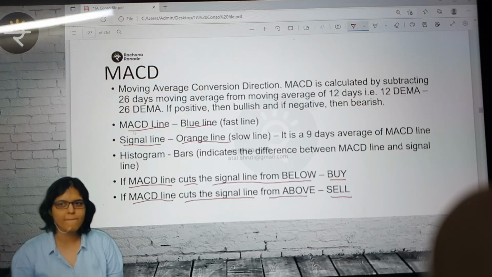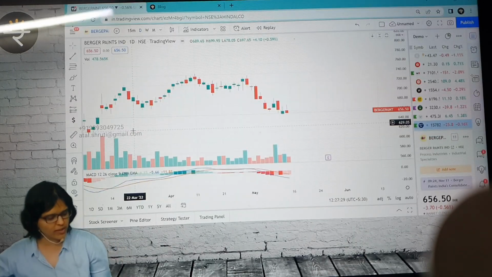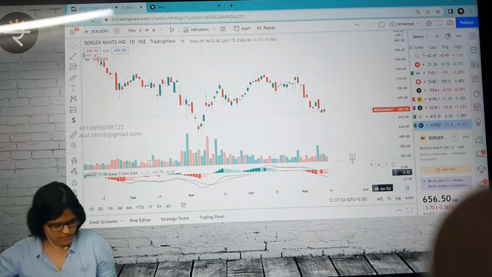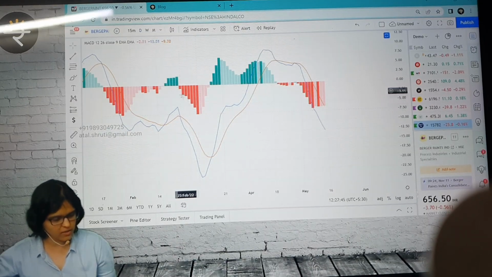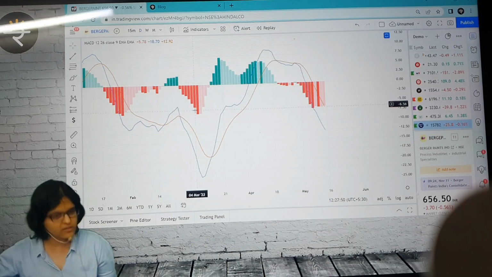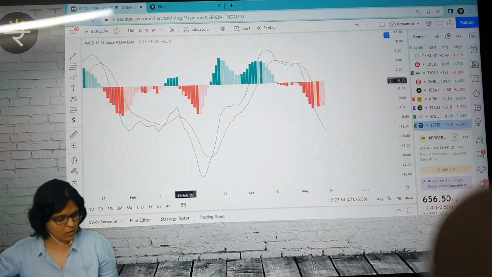Okay? Yes? Then we have something known as histograms also. I'll tell you what histograms are. Now, if you see here, especially here, you can see these increasing red bars, but increasing on the downward side. Can I say weakness is increasing and increasing and increasing? Are you with me? Longer red bars equal weakness is increasing.